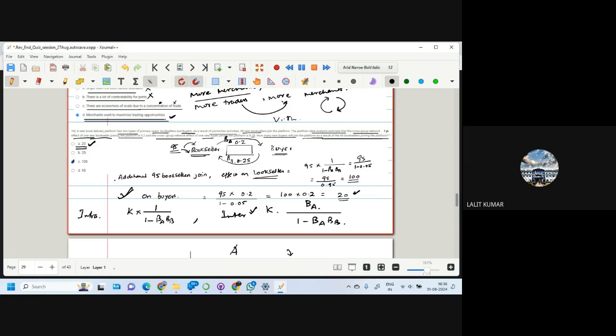In case they ask the opposite question, then we have to remember these two formulas for intra and inter. They can ask what will be the effect on the booksellers. Is that okay, sir? Straight away, this is a formula only.